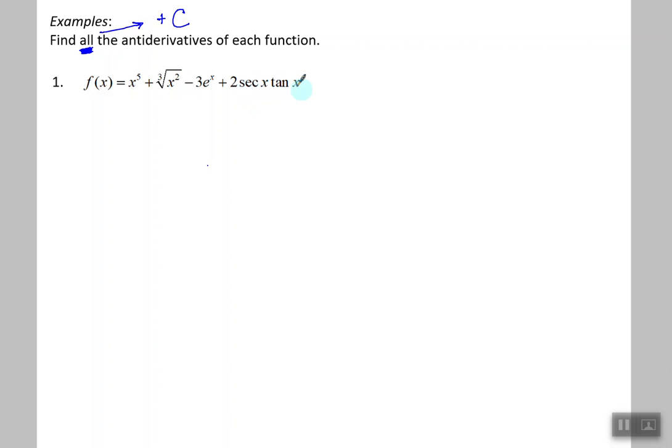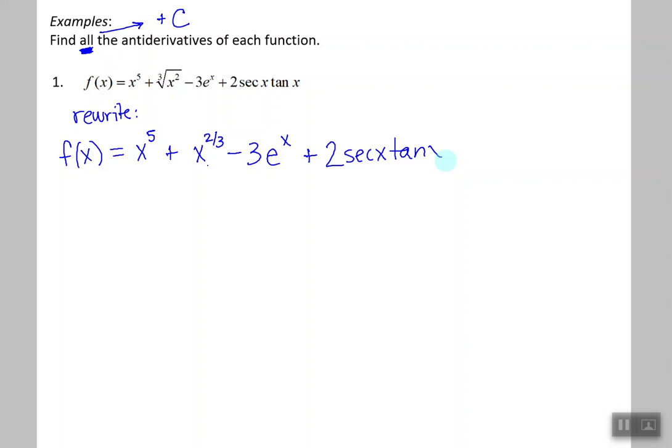Now, just like when we take derivatives, sometimes it's helpful if we do some rewriting when it's necessary, and we do need to rewrite when we have a radical expression. So rewriting this, f of x equals x to the fifth is fine how it is, but the radical we want written in exponent notation. So that becomes x to the 2/3. Remember, the root is the denominator of the exponent. This one is fine, minus 3e to the x, and this one is fine, plus 2 secant x tangent x.